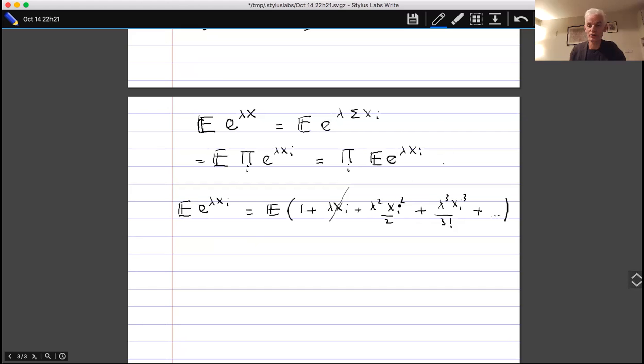But also, we know that xi takes values in -1, 1. So the absolute worst that we could possibly get here is 1 plus lambda squared over 2 plus lambda cubed over 3. And let's assume that lambda is less than or equal to 1. So that's an added extra assumption. That's less than or equal to 1 plus lambda squared. That's not hard to check.